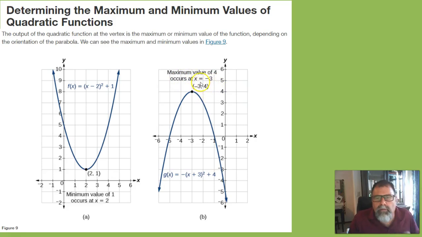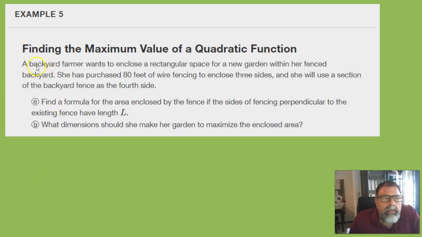So again, just want to say this a million times. The maximum value of the function is the y coordinate at the vertex if it's opening downward. And then the minimum value of the function, again, we're talking about quadratic functions. If we're doing other functions, it's different, right? Quadratic functions. So the minimum value is the y coordinate at the vertex. Okay? All right, now let's look at example 5.